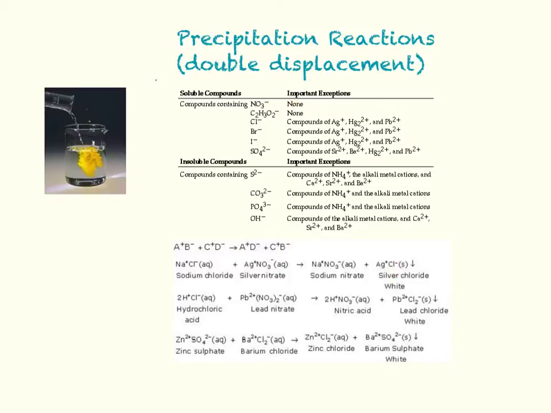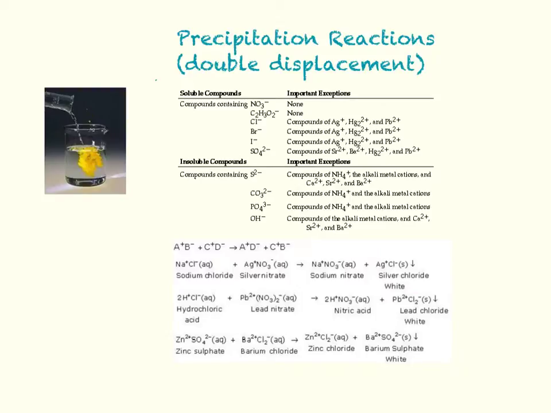Let's go to chlorides. Down to chlorides. Chlorides are soluble, except there's your silver. Now, since that's an exception, that's the precipitate, so that's why our downward arrow is after silver chloride. And it's telling you here it forms a white powder, white precipitate.